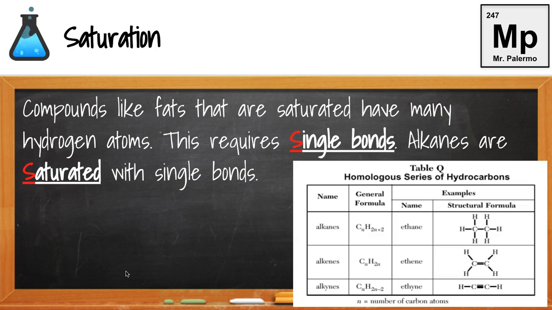And lastly, we're going to talk about saturation. So compounds like fats that are saturated have many hydrogen atoms attached to the carbons. This requires single bonds. And so in our homologous series, the alkanes are the only series that has all single bonds, and therefore the maximum amount of hydrogens attached to it. So we say it's saturated with hydrogens. So we can remember this, that compounds that are saturated contain single bonds only.